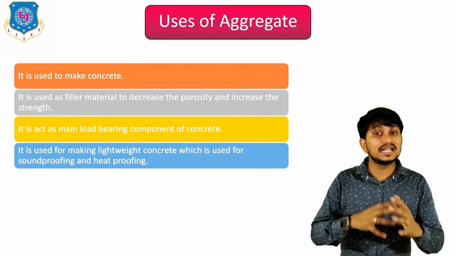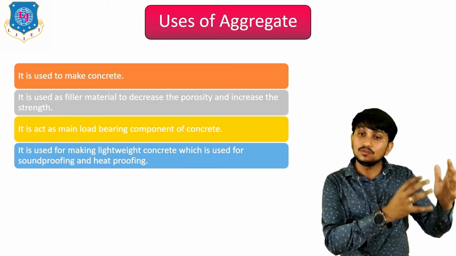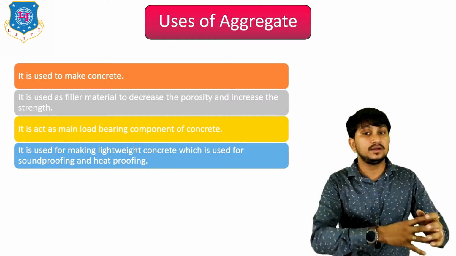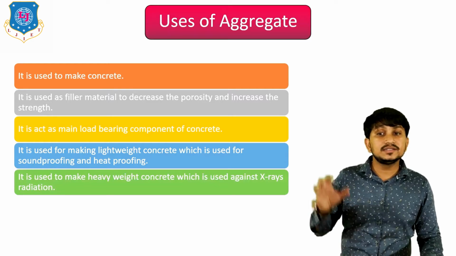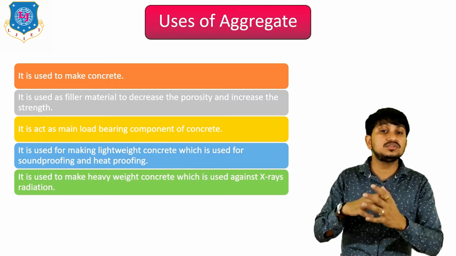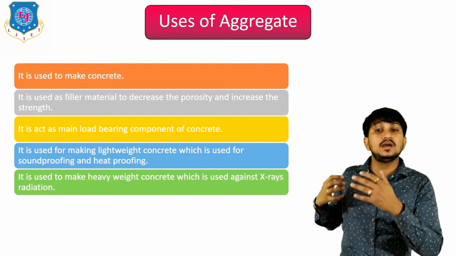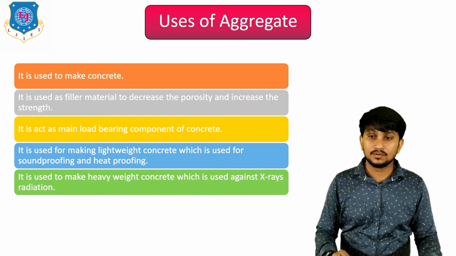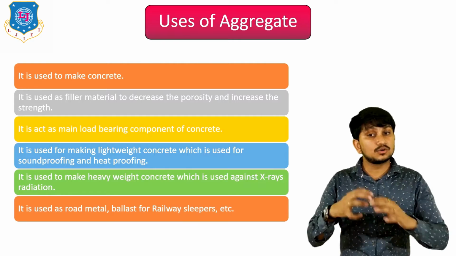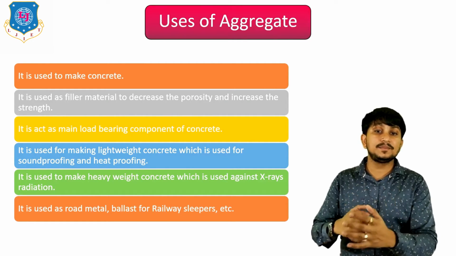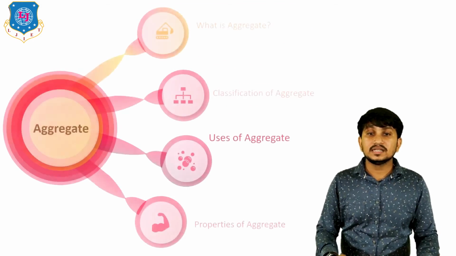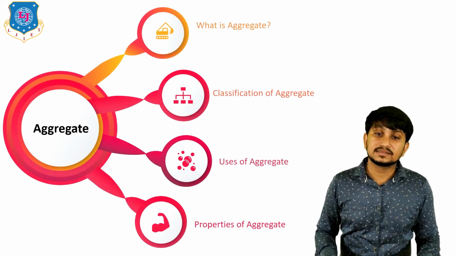It is used for making lightweight concrete, which is used for soundproofing, insulation or heat proofing. It is used to make heavyweight concrete, which is used against extra radiation in a number of laboratories. It is also used in a number of nuclear power plants. It is used as road metal and ballast for railway sleepers. These are the uses of aggregates.